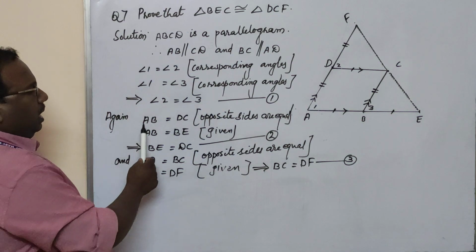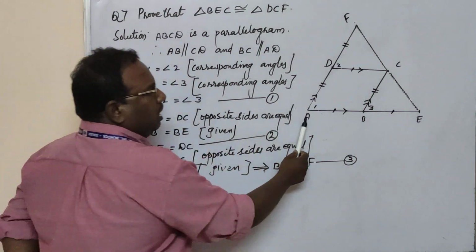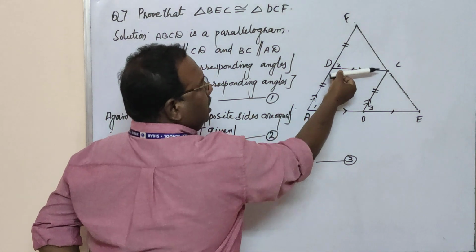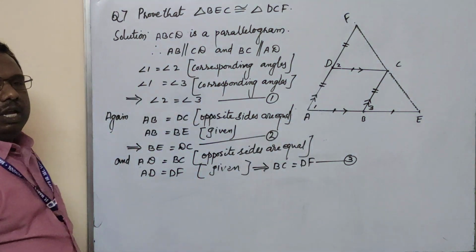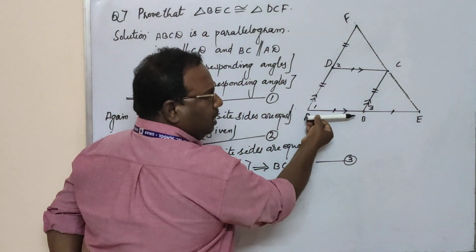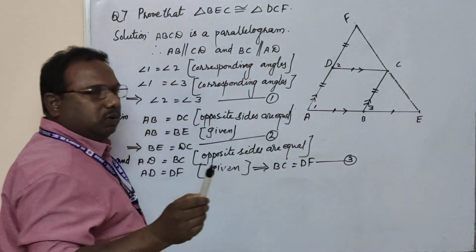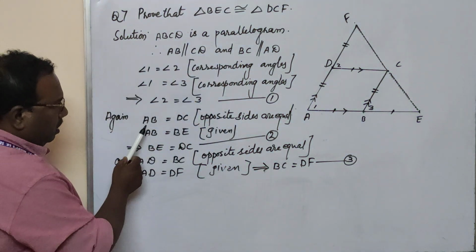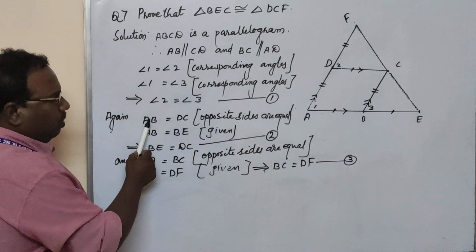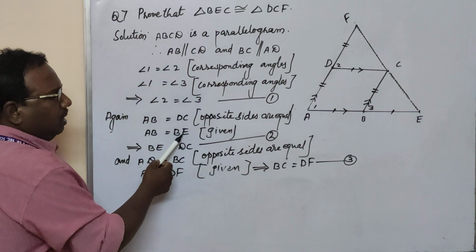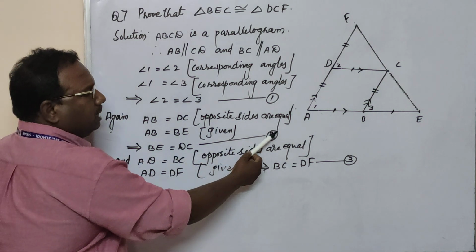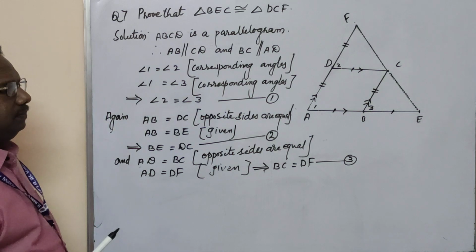Then again, AB is equal to DC. AB of parallelogram ABCD is equal to DC. Opposite sides are equal. And AB equal to BE. This AB is equal to BE. It is given in the question. Now again, AB equal to DC. AB equal to BE. These two are equal. Implies DC equal to BE. BE equal to DC. I mark this as second result.